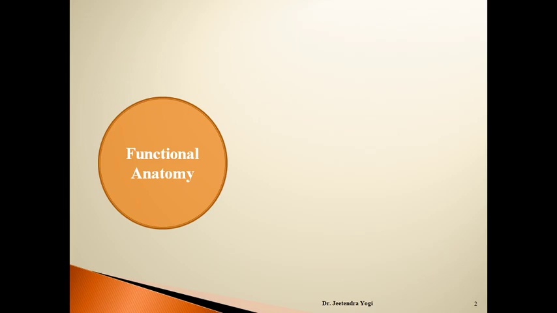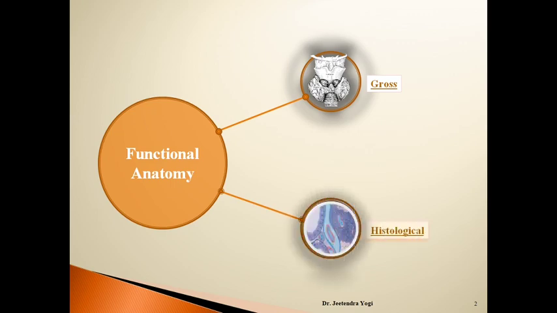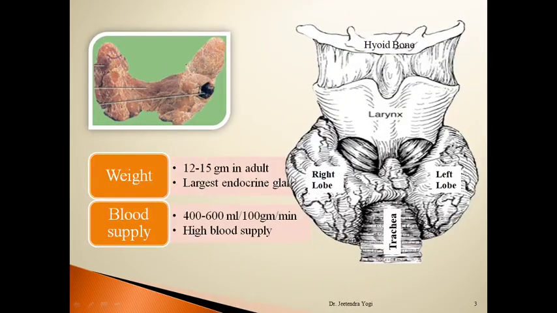Now come to the first point, that is the functional anatomy of the thyroid gland. So the thyroid gland, we will see it in the gross anatomy of the thyroid gland and the histological features of the thyroid gland. In gross anatomy, the thyroid gland is made up of two lobes. One is the right lobe and the second is called the left lobe, and both the lobes are connected with each other with a narrow isthmus.